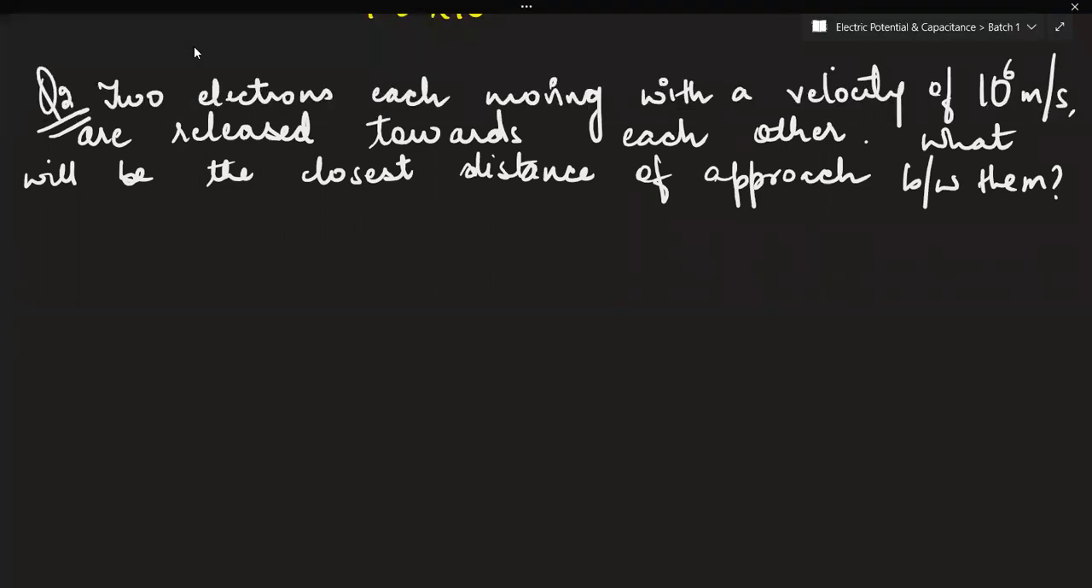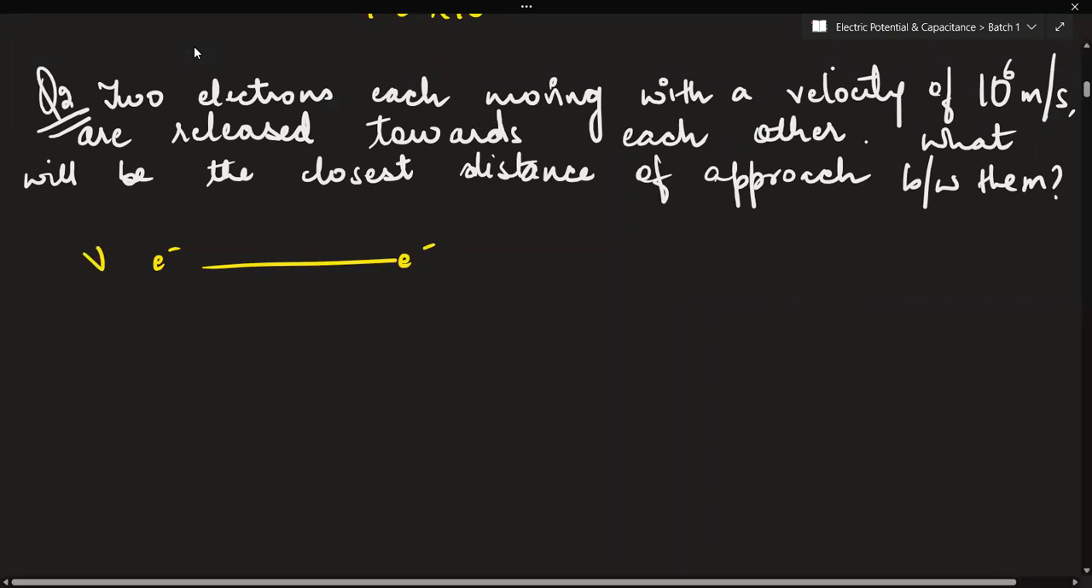See the solution for this. Two electrons are there. Both are having their velocities as 10 to the power 6 meter per second, and they are moving towards each other. Distance, how will you calculate? If two electrons are moving, they are having their velocities that is mentioned, and they are moving towards each other. So there will be certain separation.